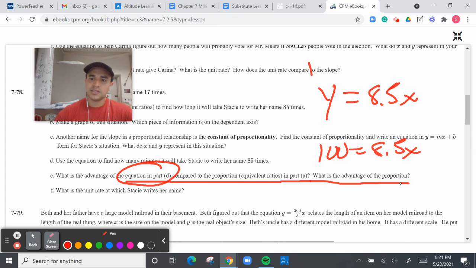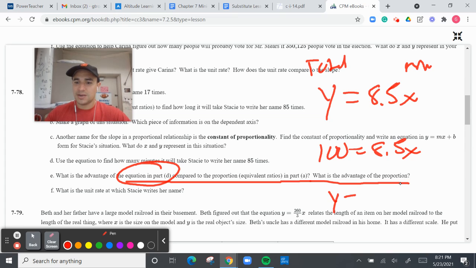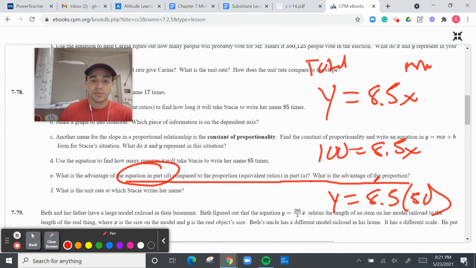So again, this is the total number of times if I said 100 times, or if I said the minutes. So for example, if I said how many times, let's say 50 minutes, how many times can she write her name? Then you just plug it in. The advantage of proportion is just something that you can do really quickly for a specific situation. So like 8.5, 17, double that for 34. You can just kind of do it really quickly.